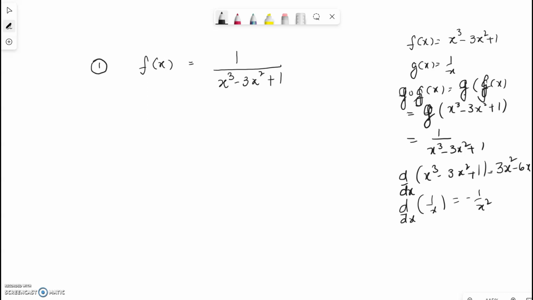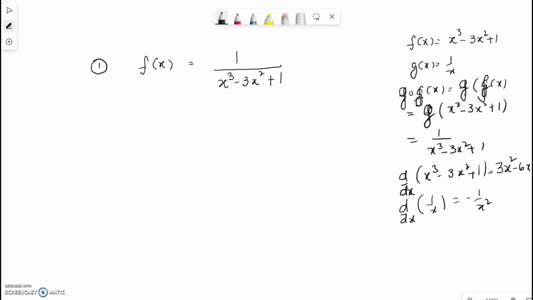We'll differentiate the function f of x equals 1 over x cubed minus 3x squared plus 1. Notice that this is not a sum function, this is not a difference, it's not a product, it's not a quotient. You can think of it as a quotient, but let's try to do it using chain rule. Think of this as a function of a function. So this is how you can think of it as a composition of two functions.